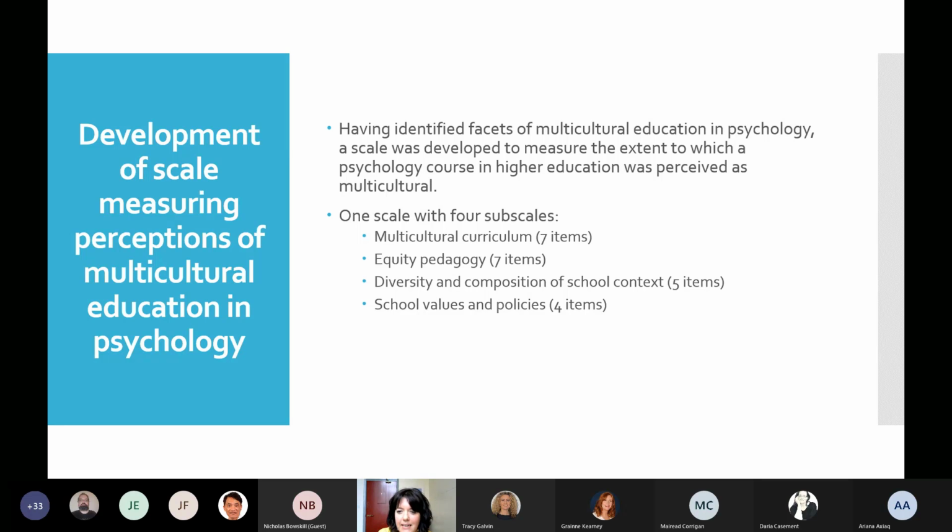the actual diversity levels of a psychology department and its values and policies may not always go hand in hand, especially in low diversity national contexts like Northern Ireland, 2 subscales were developed to reflect the embedding and context theme from the qualitative data. So we had one subscale to measure the diversity and composition of the school context, and one to measure school values and policies.